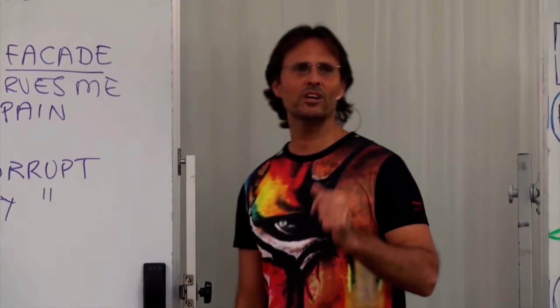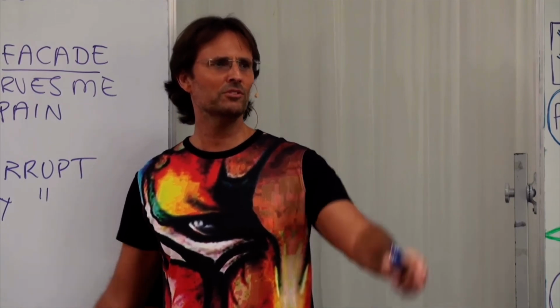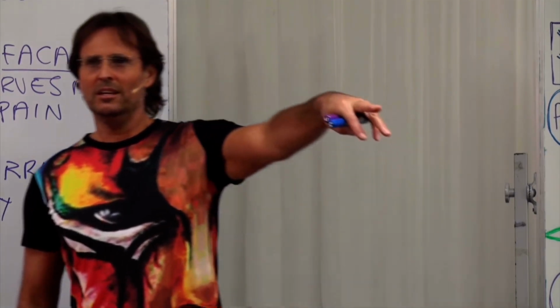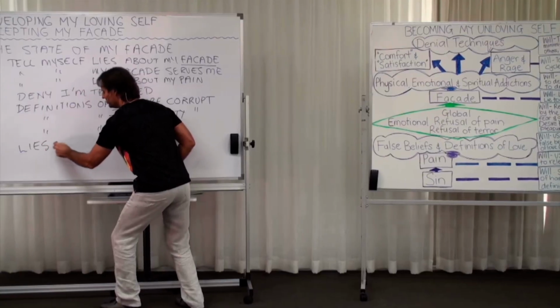Now, there's two more. Let's go through them quickly because there's more that we need to cover here. So what are the two extras? If we go to the front there to Ange. Thanks. I tell myself lies about my real emotions and feelings. And what's the next one as well? I want to use my will to sin. Yes.